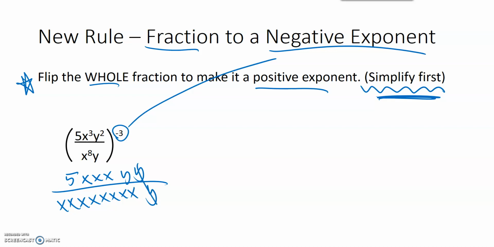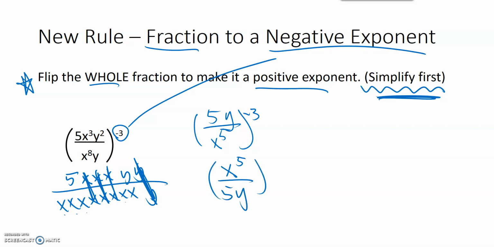And we reduce anything that is over itself. So those y's will cancel, and 3 of those x's are going to cancel. So what I'm left with is 5y over 1, 2, 3, 4, 5 x's, x to the 5th. And all of that is to the negative third. Now, the rule that we're talking about here is that we flip the fraction and give it a positive exponent. Okay, and that's it. It's all we have to do. It's positive exponent now, but you do have to flip the whole fraction, and nothing else changes in that fraction.